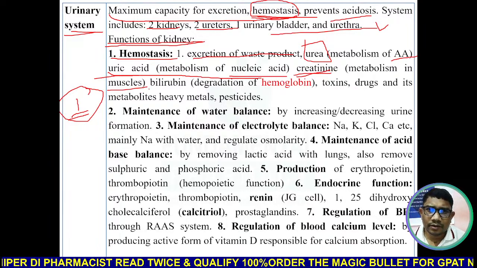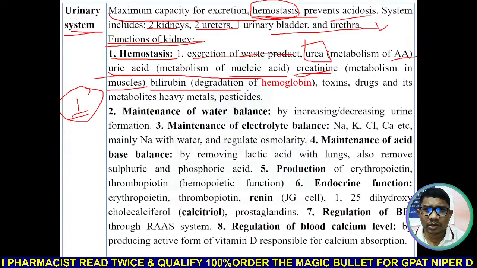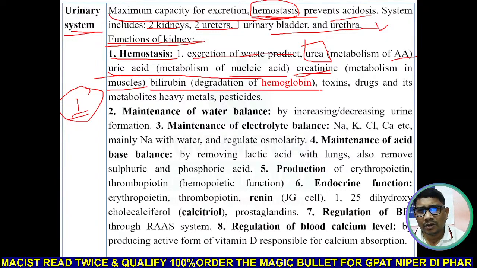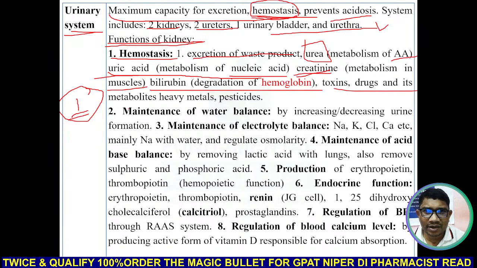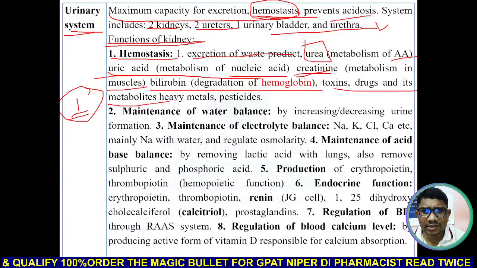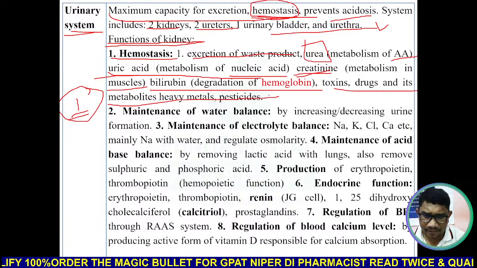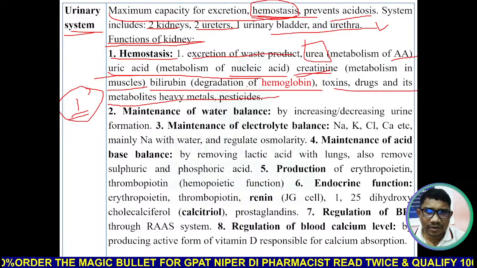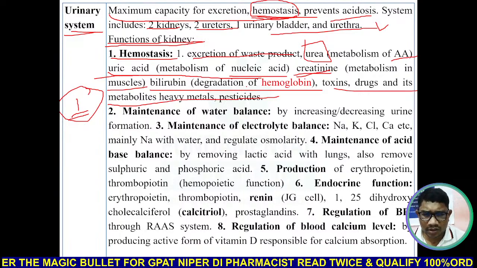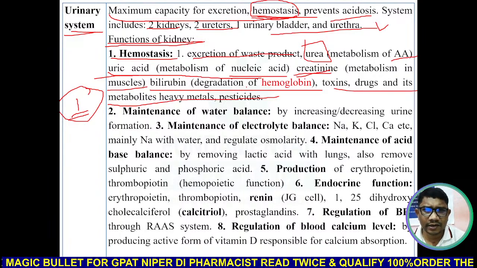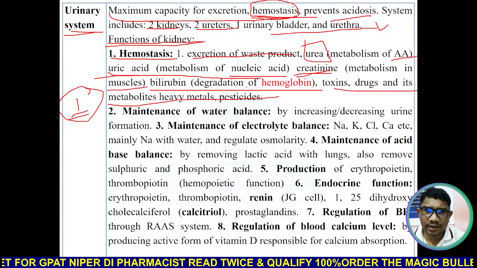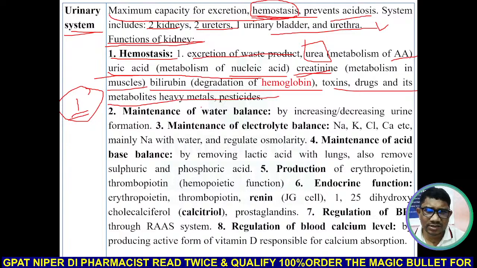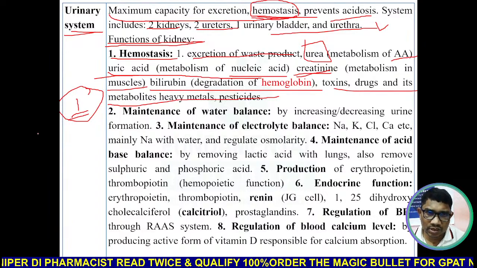Now bilirubin. So bilirubin is a degradation product of your hemoglobin. We have seen in the blood. So then toxins, drugs, and its metabolites, heavy metals, pesticides. So all these are removed from your kidney. So kidney का काम है excretion of waste product like urea, uric acid, creatinine, bilirubin, toxins, then heavy metals, pesticides, metabolites of drugs. एक तो ये homeostasis.